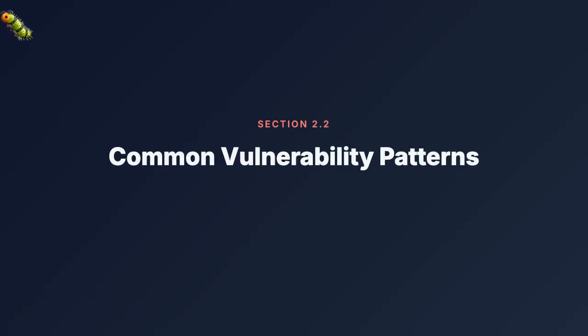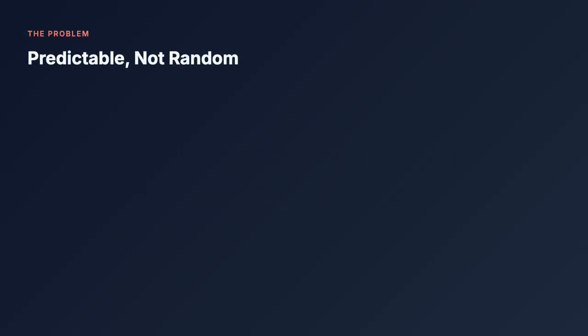Section 2.2. Common vulnerability patterns in AI-generated code. The 5 security flaws AI coding tools reproduce most often. AI coding tools consistently reproduce a predictable set of security vulnerabilities. These are not random mistakes. They follow directly from how models are trained.